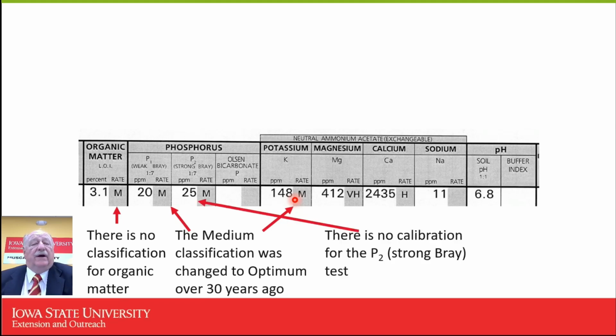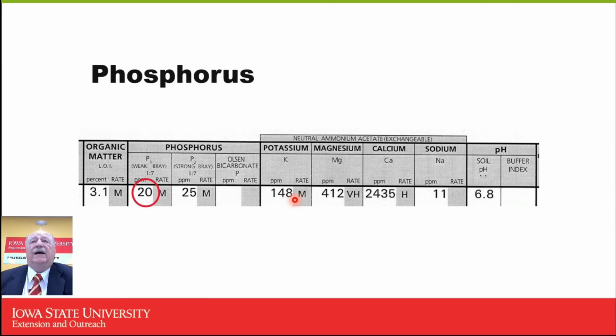There is also a result for the strong Bray, the Bray P2. There's no calibration for that, so it's an interesting number, but that's all it is. It really doesn't mean anything to us whatsoever. So we've got this as background. And so let's see how these soil tests really should be classified.